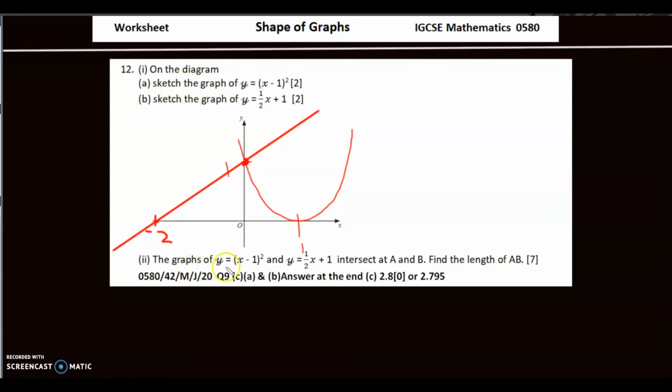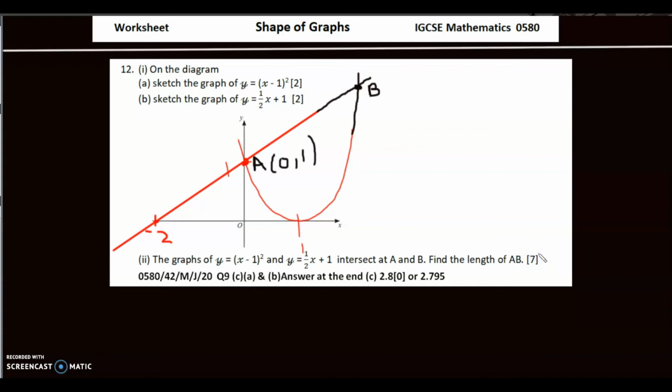Part C, the graphs of this and this intersect at A and B. So here's A, and where is B? B will be somewhere over here. We haven't sketched it, but it's going to be something like this. So this will be B. So we need to find points A and B, and we have to find the length of AB. So that means we need points A and B. A I know is (0, 1) already. What's B? So I will have to use lengthy algebra, and no doubt about that because it's for 7 marks.